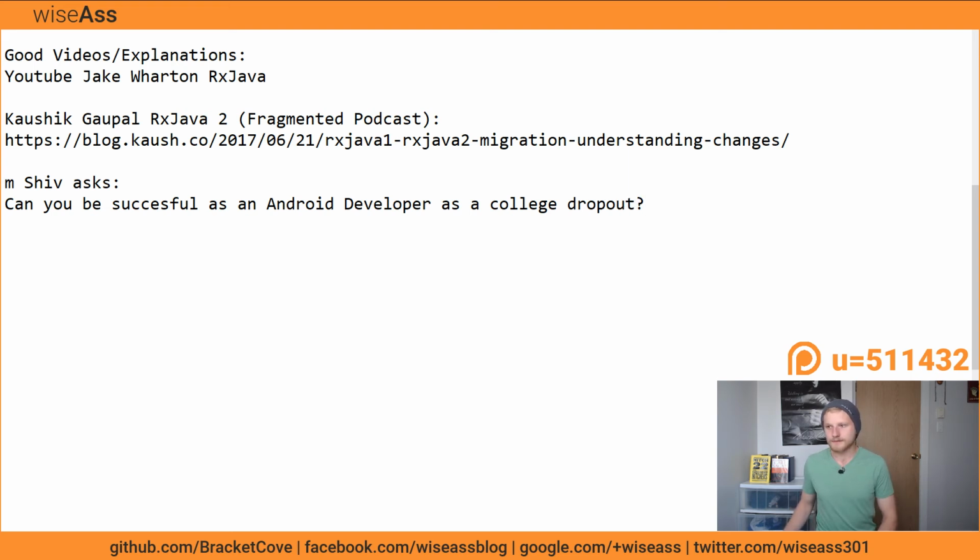So here's my answer to that, and it's actually going to be pretty quick. The reason that I got into Java programming, which I did have a bit of experience with before I got to Android, is because a good friend of mine and another acquaintance of mine were college dropouts who got really good jobs as developers.